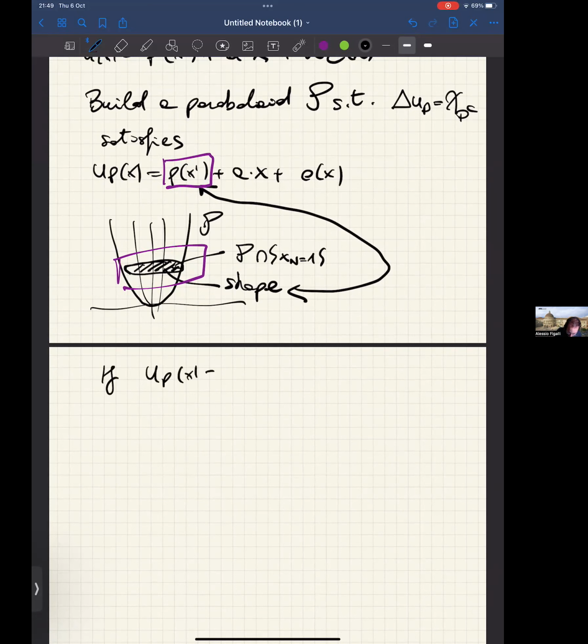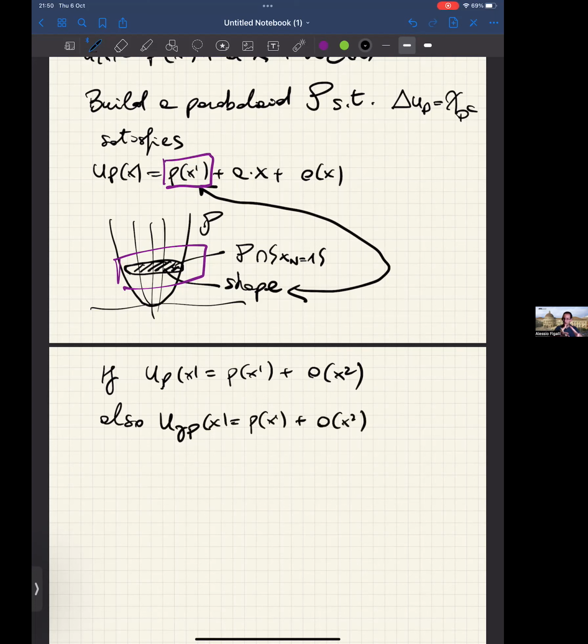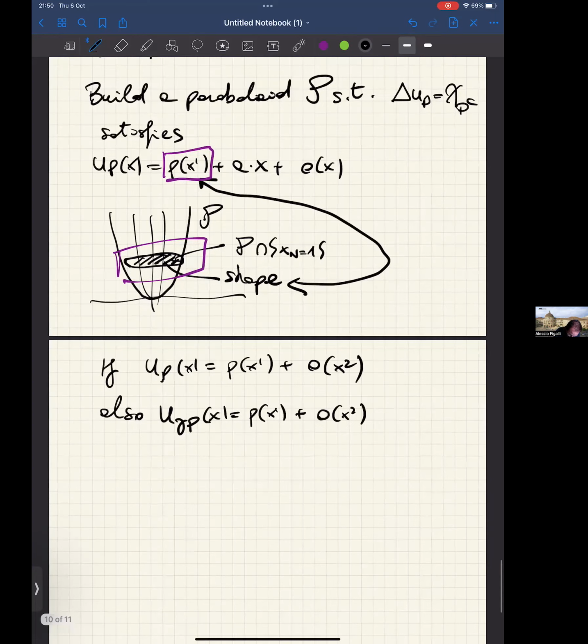u_P of x is equal to p of x prime plus little o of x squared, so the dominant part, if this paraboloid generates this polynomial, also u of gamma P of x is equal to p of x prime plus o of x squared. So you can take your paraboloid and dilate it, and this will not change the quadratic polynomial. Okay, so it means that I have a parameter gamma that is free. What will this gamma determine?